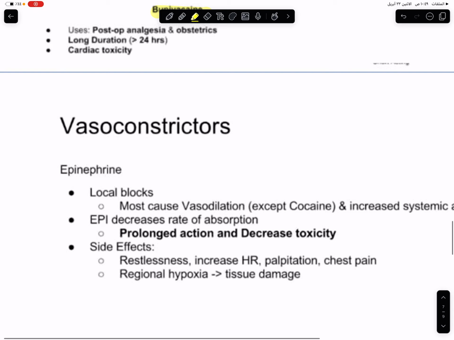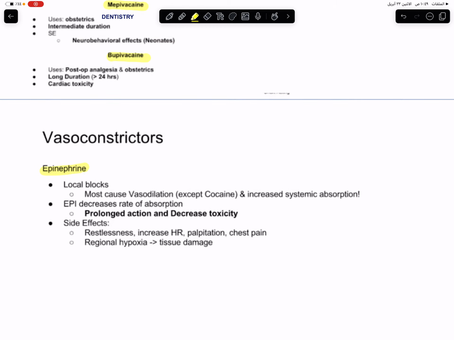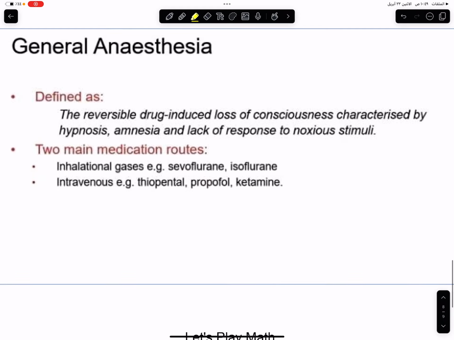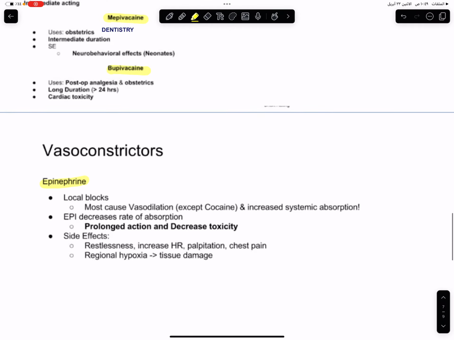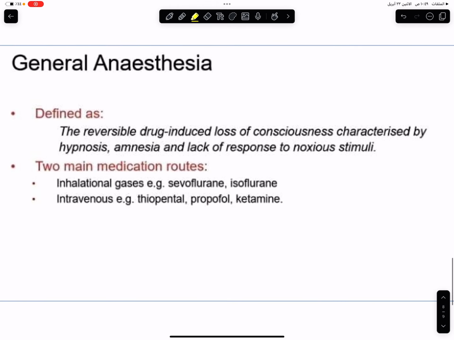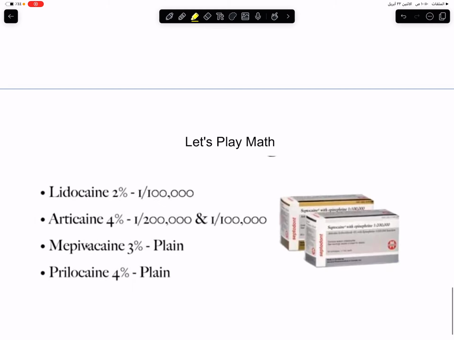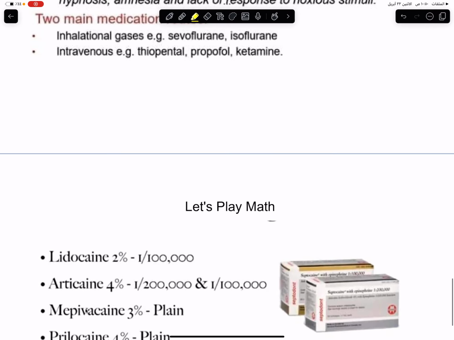Side effects. We have side effects when we use adrenaline or epinephrine in combination with amides like lidocaine: restlessness, increased heart rate, palpitation. These are all the cardiovascular or autonomic side effects. Chest pain, regional hypoxia, and sometimes tissue damage. That can happen when we use repeated doses. As I told, sometimes you need to repeat the dose, then it can cause these side effects. Mostly it is quite safe. We use it very commonly in our clinics in this combination.